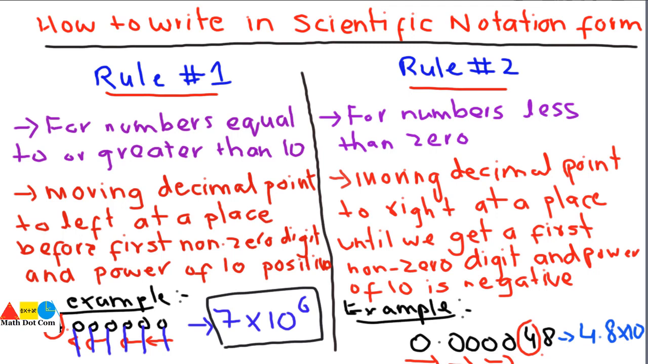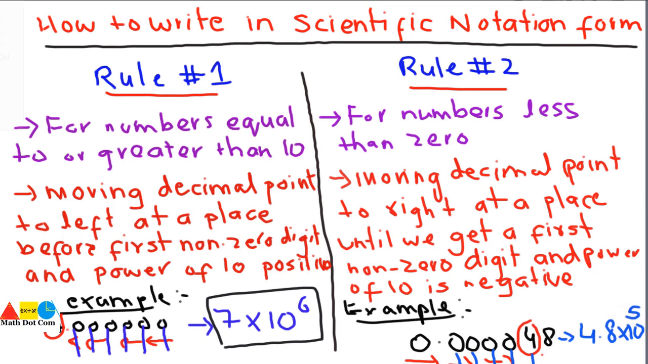how many digits we have moved? We have moved 1, 2, 3, 4, 5. It means the power will be 5, so 4.8 into 10 raised to power 5. This is the scientific notation form of the given number. So this is how you can find the scientific notation of small and large numbers.